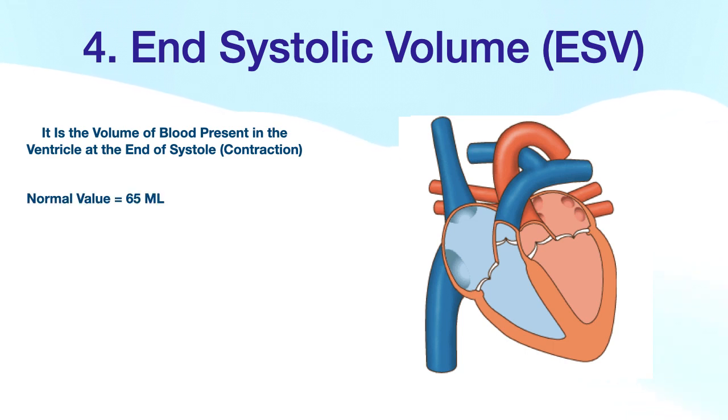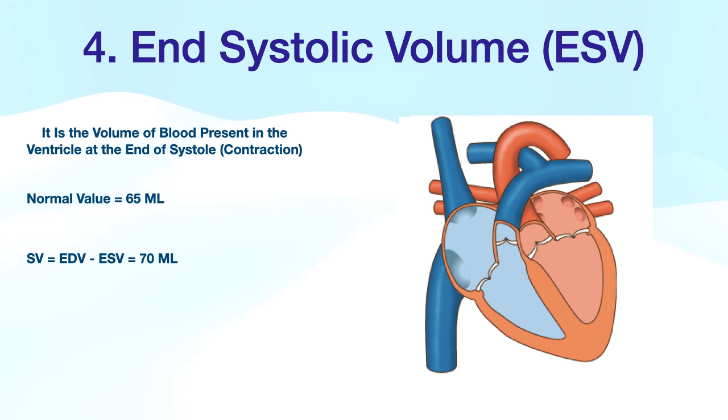That means about 70 ml is now ejected out. This ejected blood is called stroke volume, which we can attain by having end diastolic volume, 135 ml in our example, minus end systolic volume, 65 ml in our example, giving 70 ml.